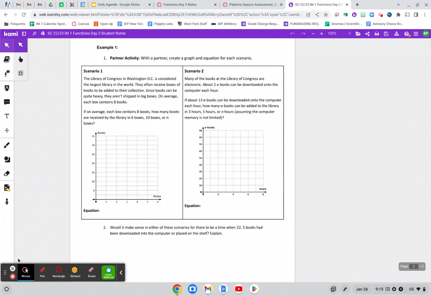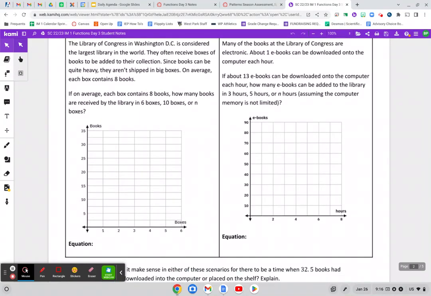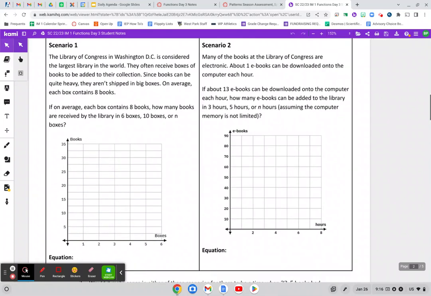All right, for example number 1, I know it says partner activity. I always encourage you guys to work together, so feel free to work with a partner or in a group. Scenario 1, the Library of Congress in Washington, D.C., is considered the largest library in the world. They often receive boxes and boxes and boxes of books to be added to their collection. Since books can be quite heavy, they aren't shipped in big boxes. So on average, each box contains about 8 books. So if on average each box contains 8 books, how many books are received by the library in 6 boxes, in 10 boxes, in n boxes?